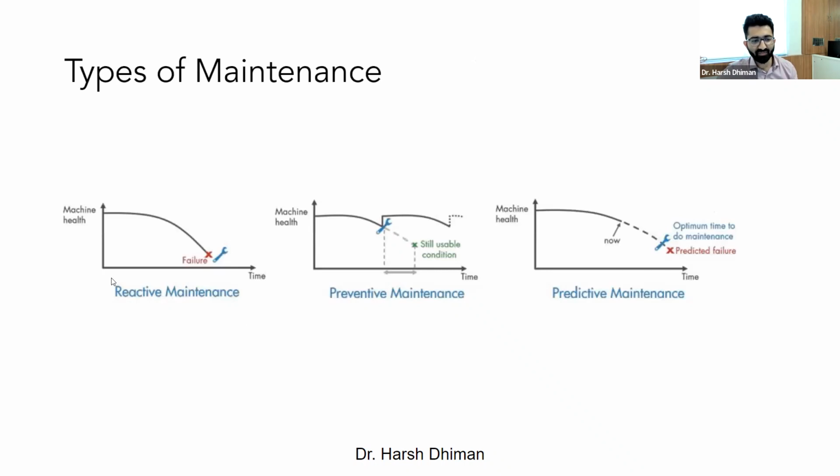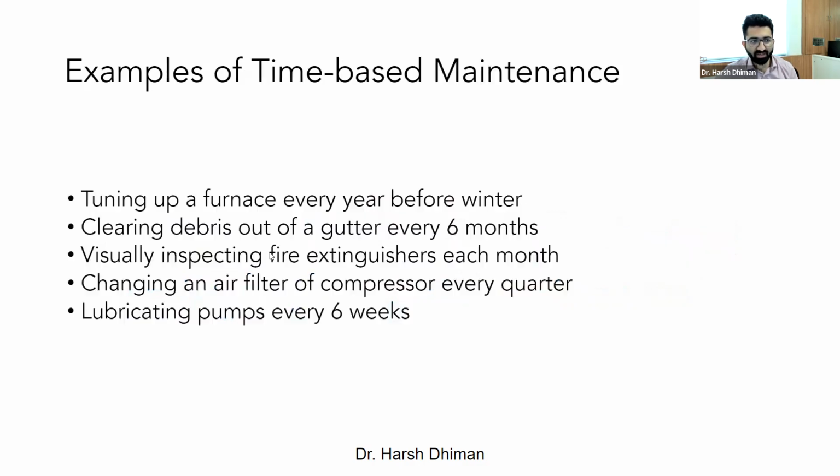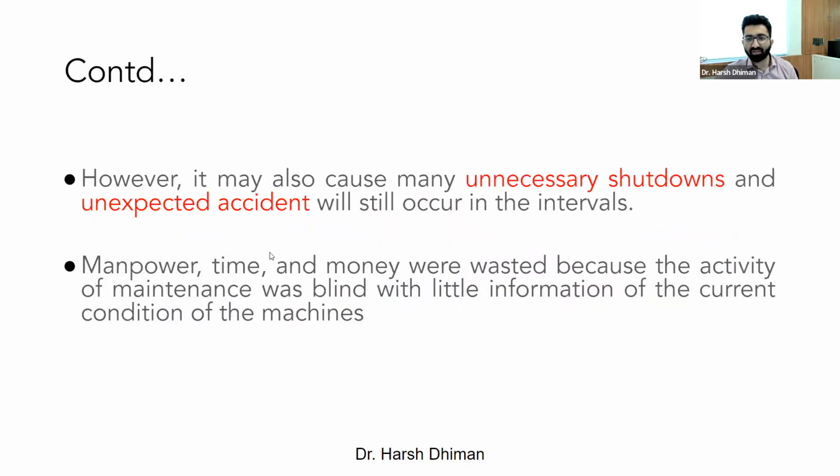For example, if I can share this particular slide, machine health versus time. If the failure is bound to happen somewhere here, and you take out your machine just before the failure happens, then you do not have enough time to take your decision, right? So this is reactive based maintenance. You react at the time of failure. This is one type of maintenance. So reactive maintenance could be treated as an example of time based maintenance.